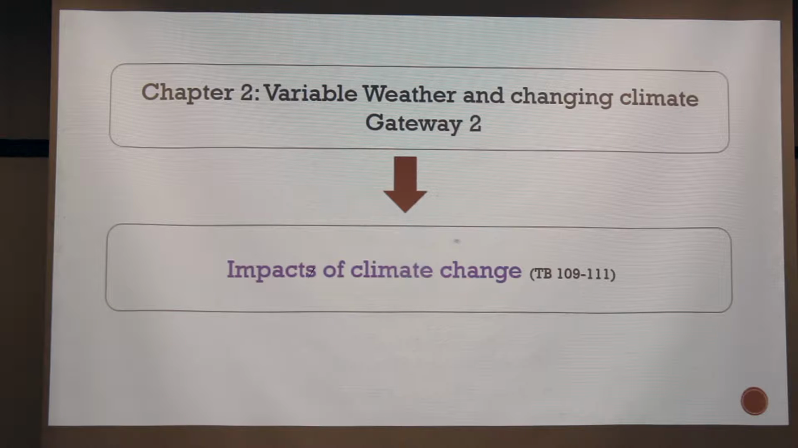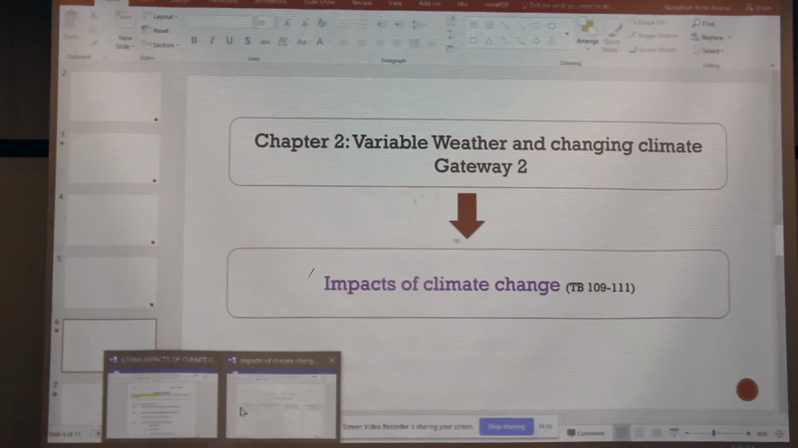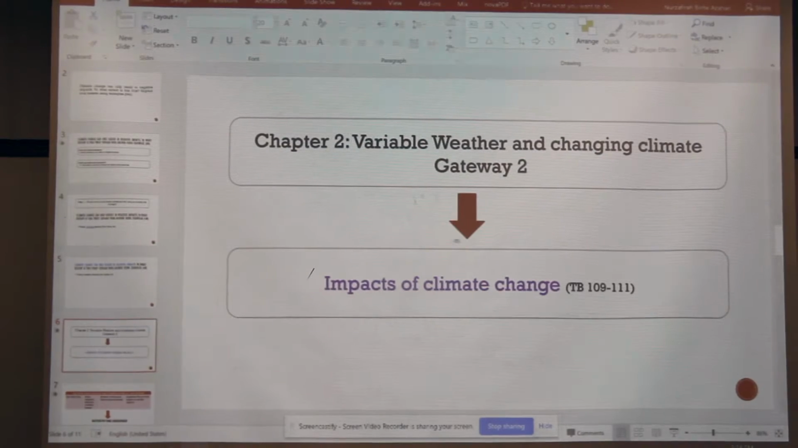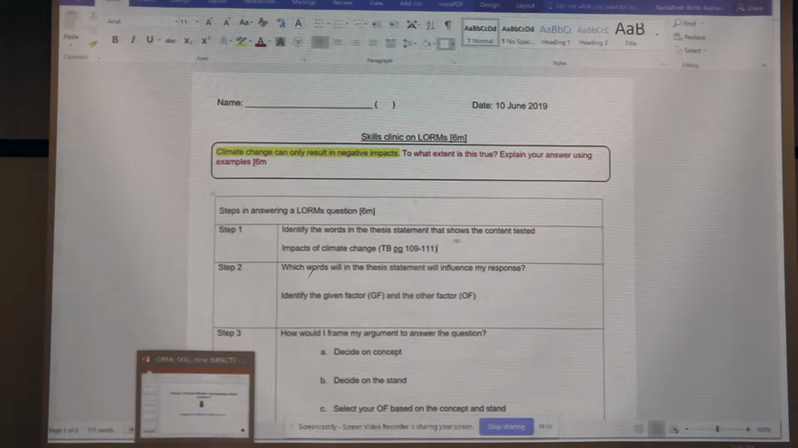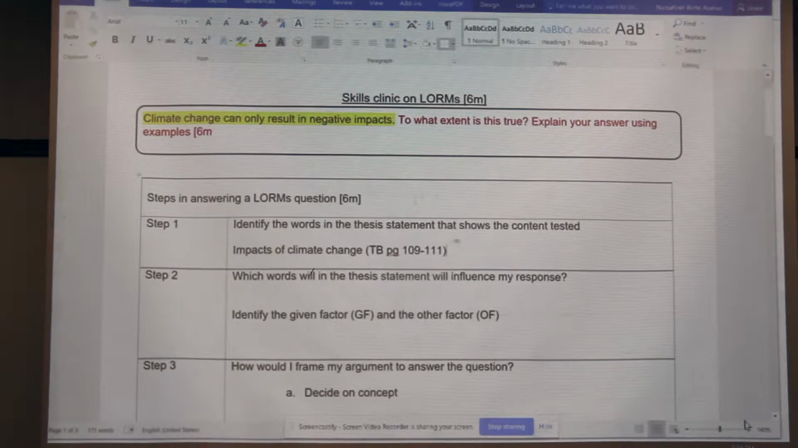In step 1, here in your worksheet, you should type out that this one is actually impacts of climate change. You can write there the textbook page. Let's check the textbook page. 109 to 111.